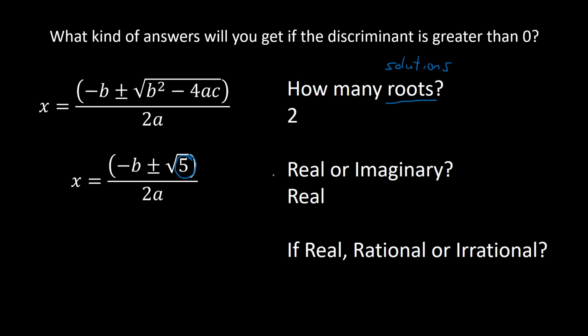And then the last question is, if it's real, will it be rational or irrational? Remember, irrational numbers are numbers that you cannot take the square root of evenly. So here, the square root of 5, that does not come out to be a nice round solution, right? The square root of 4 would just be 2. Square root of 5 would be 2 point something that goes on forever. So because the decimal answer keeps going forever, it's not a perfect square, that is considered irrational. Whereas rational would be the ones that are perfect squares.